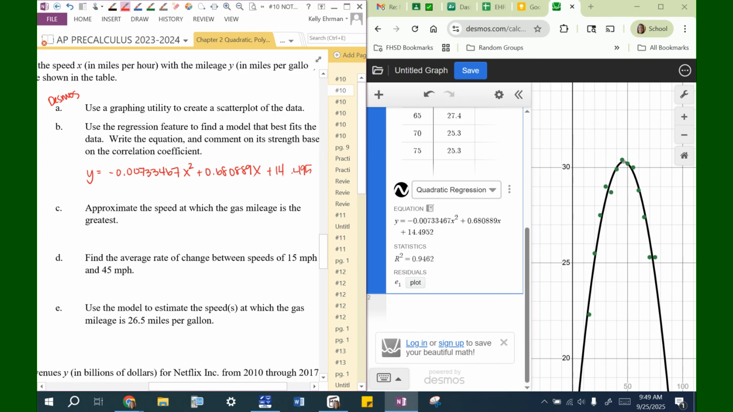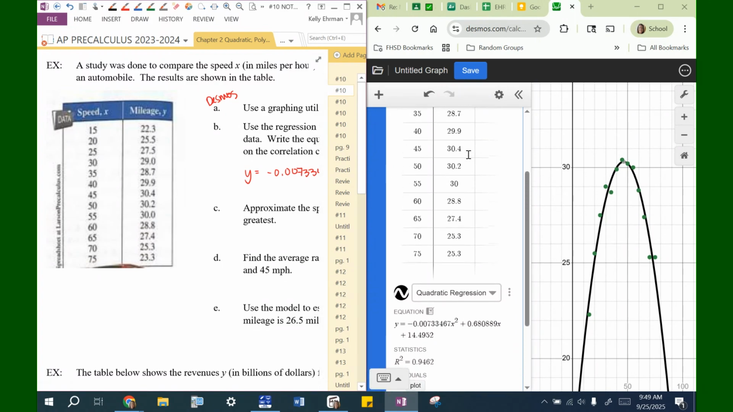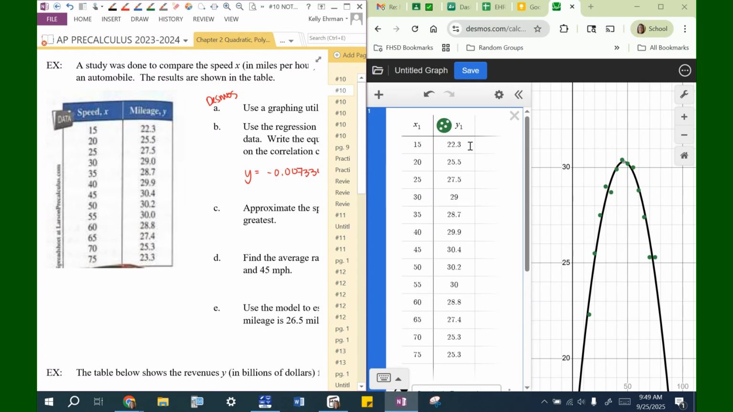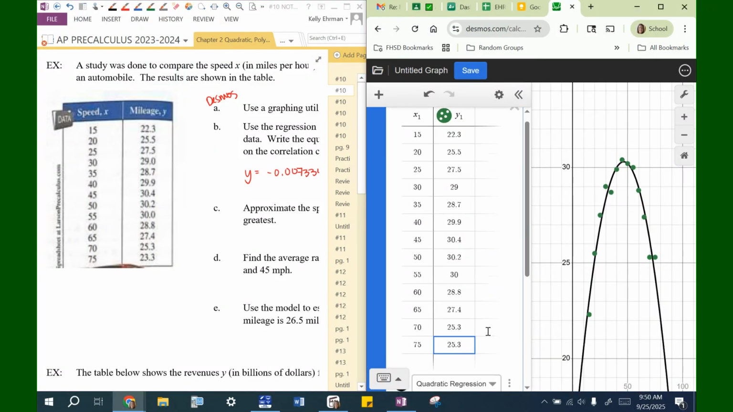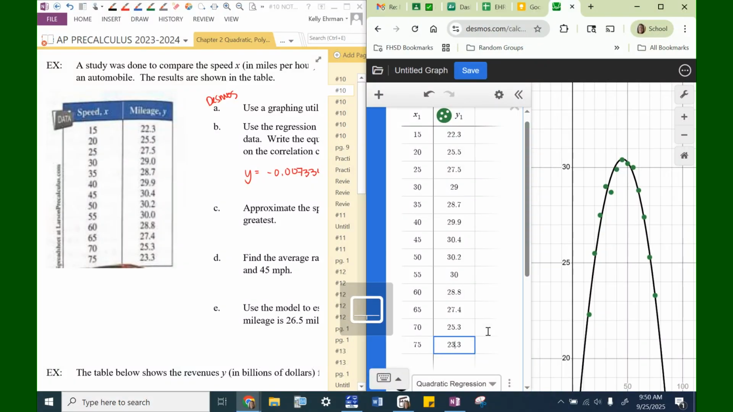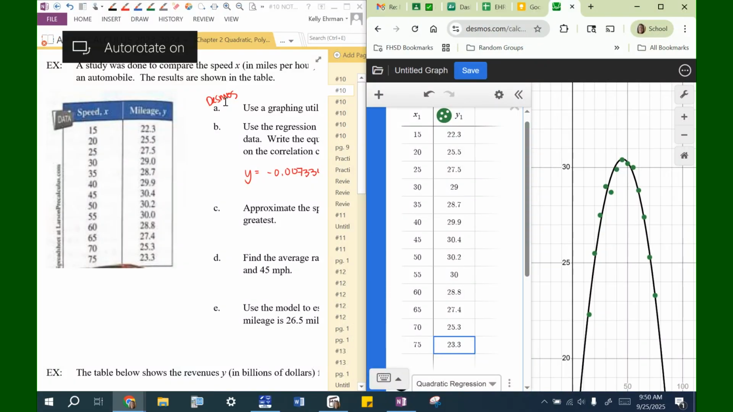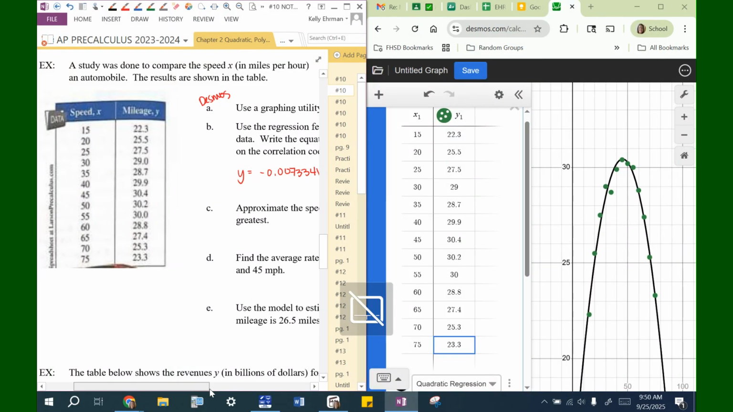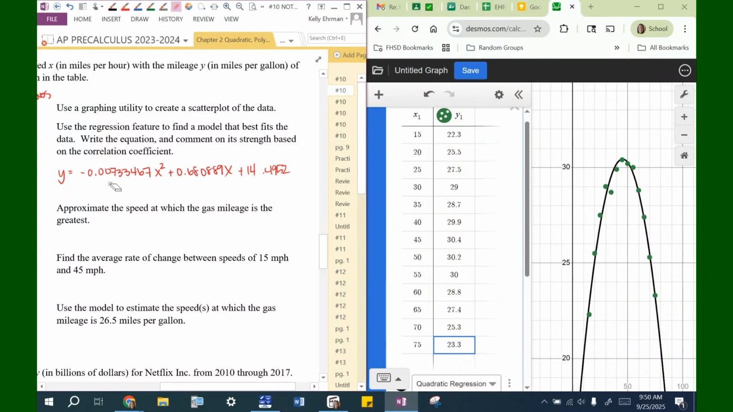Do I have a typo? I feel like this is supposed to be 13 or something. Let me double check again. Did I not catch a typo in here somewhere? 22.3, 25.5. Maybe I'm just remembering my numbers incorrectly from the problem. Okay, oh, no, wait, right here, see? Change that to 23. Sorry, that is going to change my numbers slightly. All right, so let's fix that.